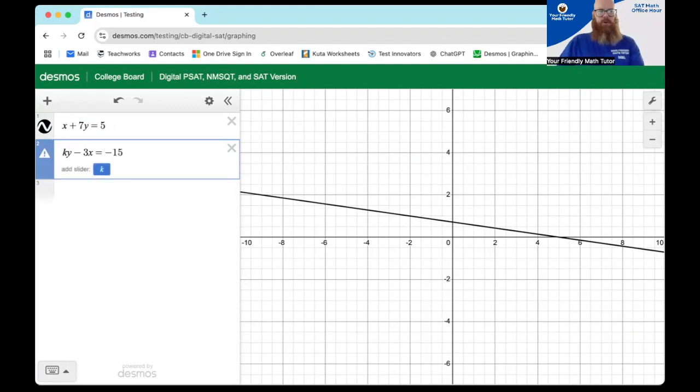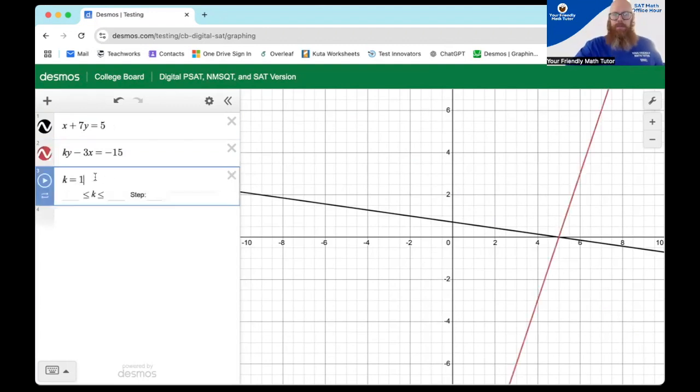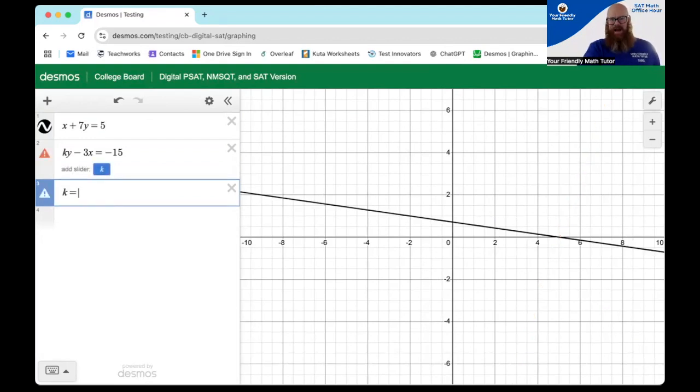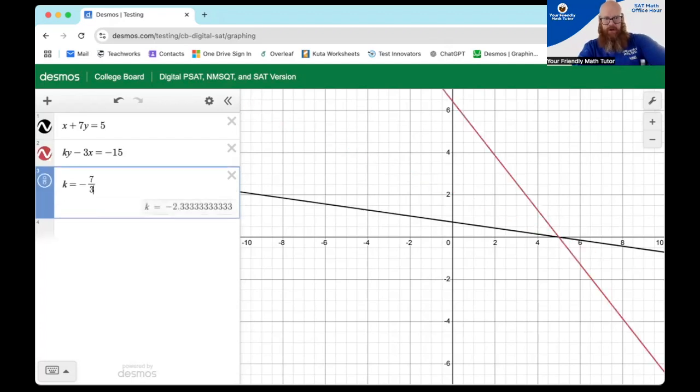All right, so anytime you put in a letter that is not x or y, it's going to ask if you want to add a slider, and you definitely do. So sliders can be pretty powerful. The way sliders work is yes, you can slide back and forth, but I don't see the point of doing that. I can just change k. I can make k anything I want. So I'm going to start by making k the first value, -7/3. That's answer choice A. So I'm going to put -7/3. So what it does is it graphs this system as if k were -7/3.